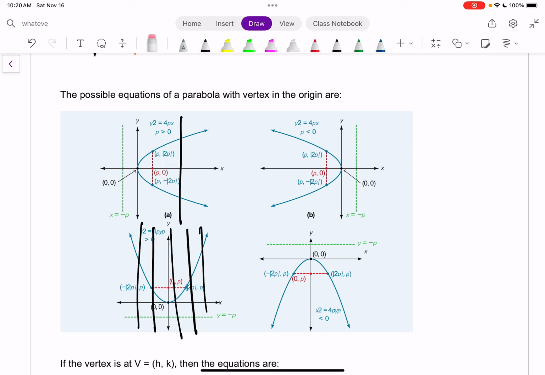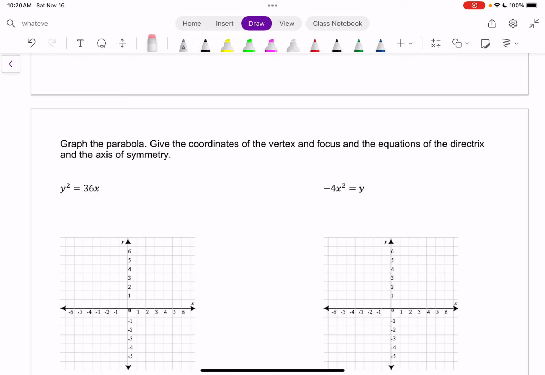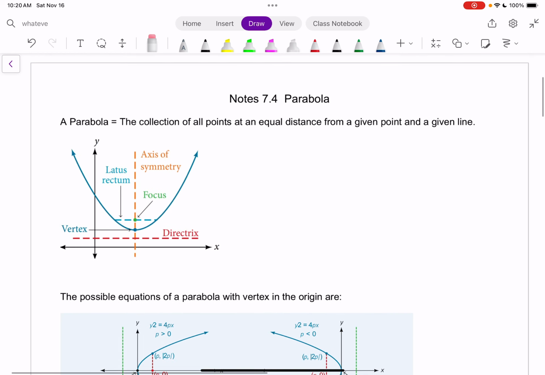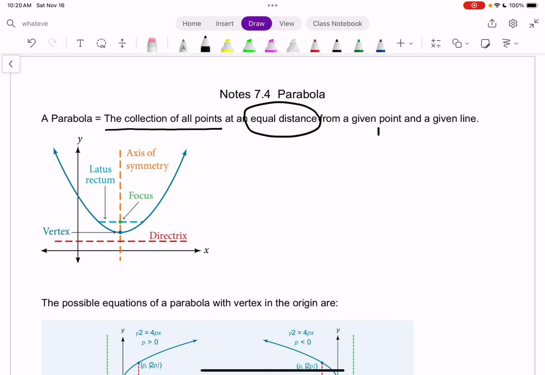Either way, what we want to do is graph and look at features of these types of equations in x and y, as again, they have many applications in nature. So, a parabola is the collection of all points at an equal distance from a given point, which we're going to call the focus, and a given line, which we're going to call the directrix.